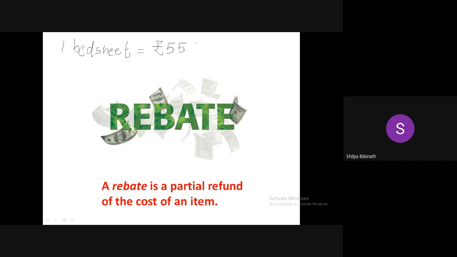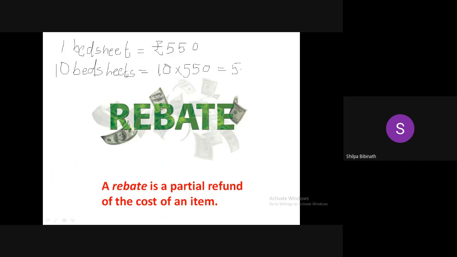Later on, you or any one of the students went and purchased 10 bed sheets. In spite of one, you are purchasing 10 bed sheets. So what will be the total cost here? How will you see? For one it is 550, so for 10 it will be 5500, right? Now you paid 5500.